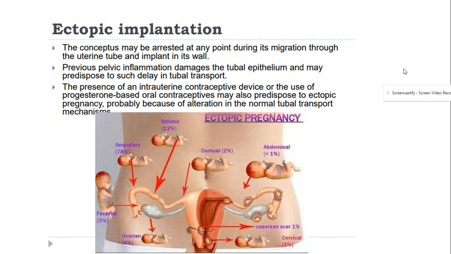Presence of an intrauterine contraceptive device or the use of progesterone-based oral contraceptives may also predispose to ectopic pregnancy, probably because of alteration in the normal tubal transport mechanisms. Right, so as you can see, this is caesarean scar, or abdominal, right? Cornual, this is isthmic, this is ampullary, this is fimbrial, okay?